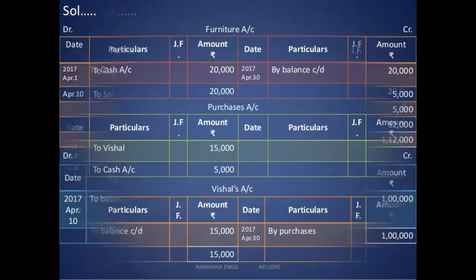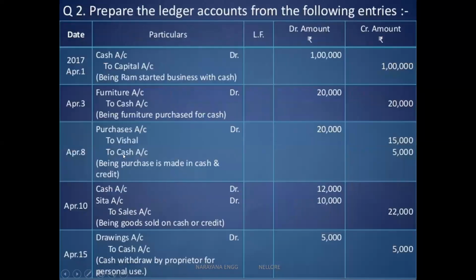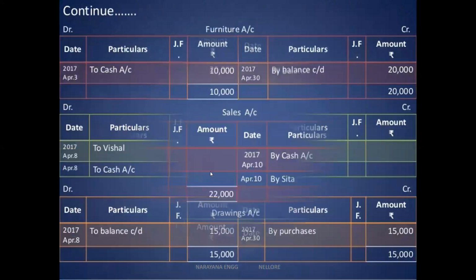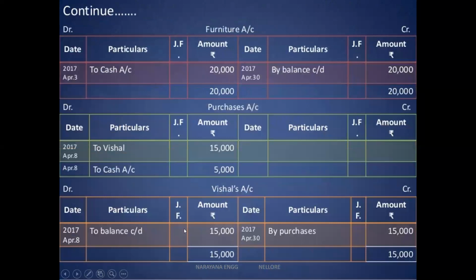And the next one is the Vishal account. The Vishal account is on the credit side. So you write on the credit side the opposite account, that is the purchases account. So the credit side shows by purchases 15,000 rupees. It appears only once, so I added the total amount as 15,000, and here the balance is to balance carried down, 15,000 rupees.